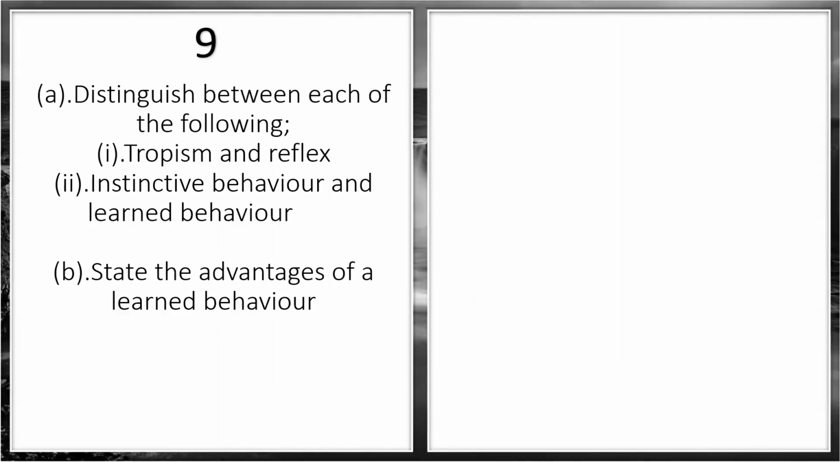Number 9. Distinguish between the following: part A, tropism and reflex. Part B, instinctive behavior and learned behavior. Part C, state the advantages of a learned behavior.